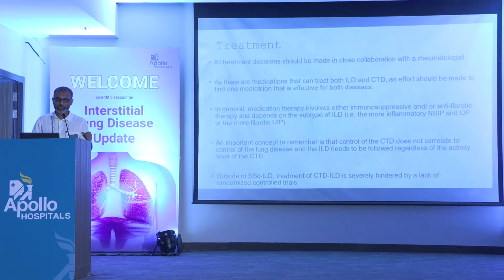So now coming to the treatment. All treatment decisions should be made in close collaboration with the rheumatologist, as there are medications that can treat both interstitial lung disease as well as CTD, and effort should be made to minimize the medication and choose an effective medication for both diseases. In general, medication therapy involves immunosuppressive and/or antifibrotic therapy and depends on the type of ILD, whether it is NSIP, OP or UIP. An important concept to remember is that control of connective tissue disease doesn't mean that the interstitial lung disease is controlled. If the CTD activity is under control, there can still be active interstitial lung disease. And outside scleroderma, ILD treatment in CTD-ILD is severely hindered due to lack of evidence.